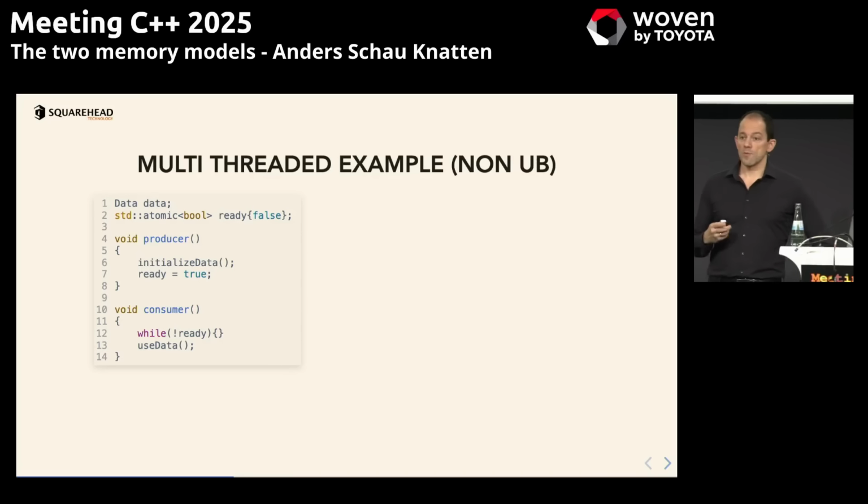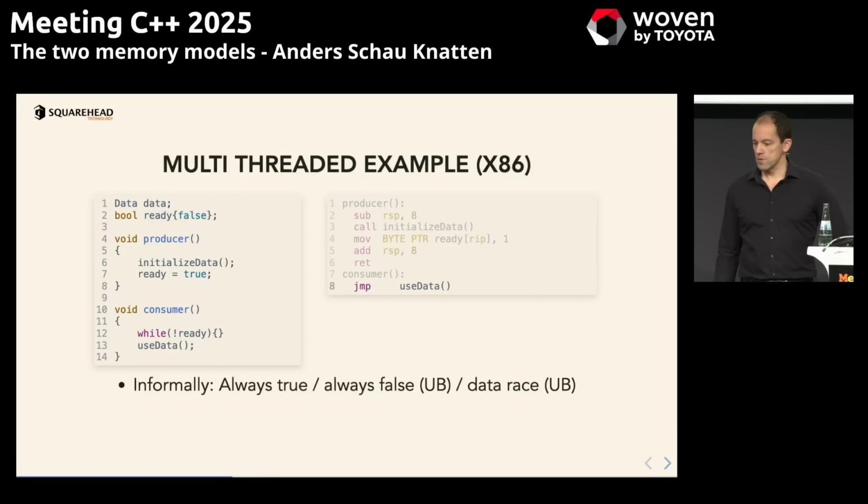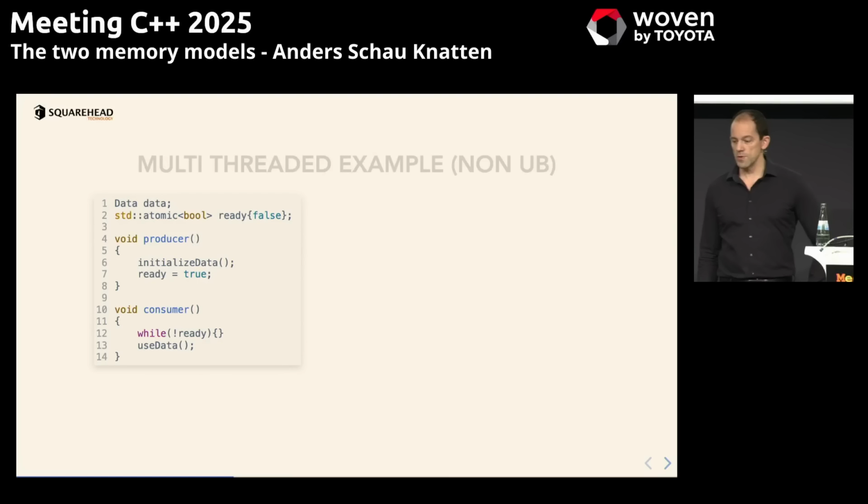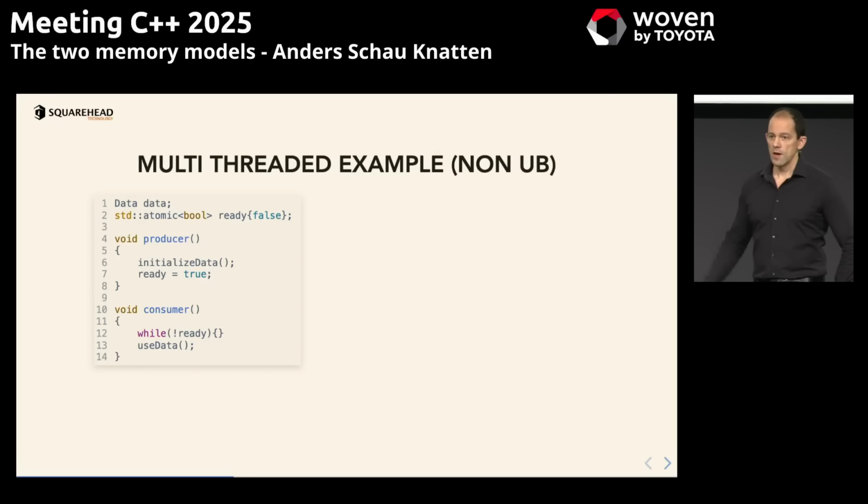So here's a small change to our program. You can go back and forth. The only thing I did was put the atomic around the ready bool. And notably, the data is still not atomic. There are no mutexes around it, so the data is not in itself synchronized in any way, but the ready flag is now atomic.